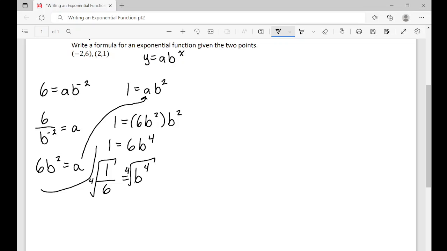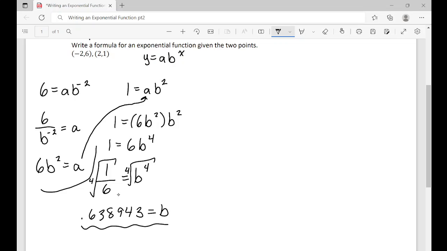Haven't a clue. So what you're going to need to do is plug it into your calculator. And I'm going to round it to 6 decimals just so I can get it as accurate as possible. But when you put this into your calculator, you should get 0.638943. And that is my b value.